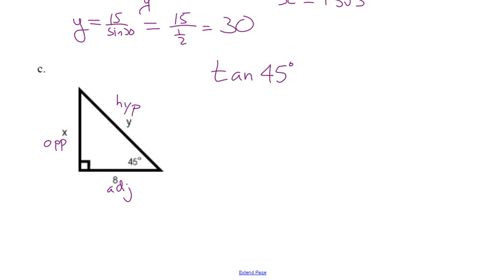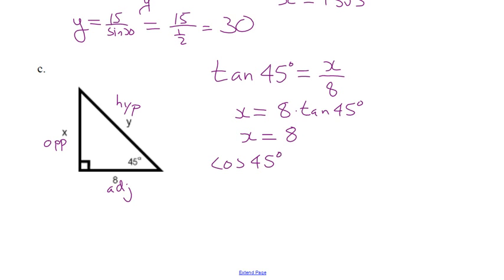Tan. So the tan of 45 degrees is opposite over adjacent, or x over 8. So x is equal to 8 times the tan of 45, which is 8. Now we kind of already know that since that's 45, but this shows a little use of trig, right? And then we've got to work out y, which ratio for y? Cos. So cos 45 degrees is adjacent over hypotenuse, 8 over y. Y is equal to 8 divided by cos 45.